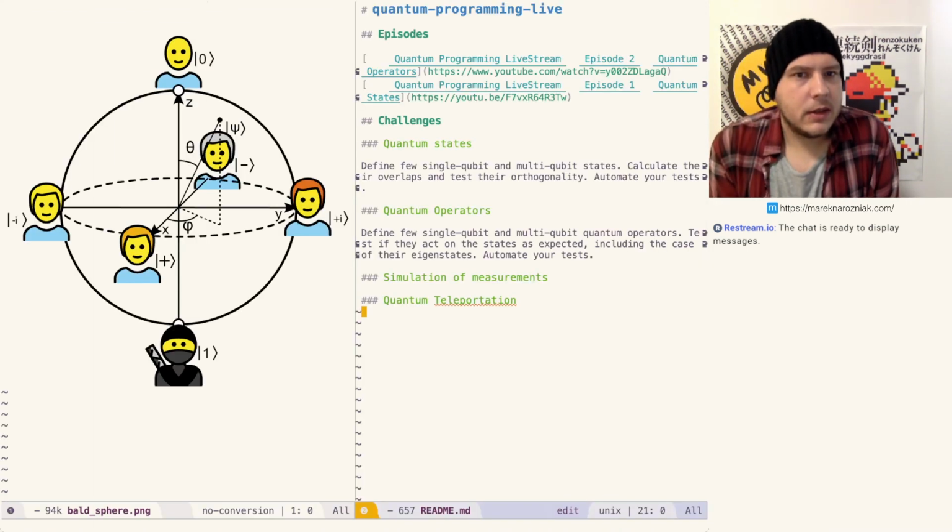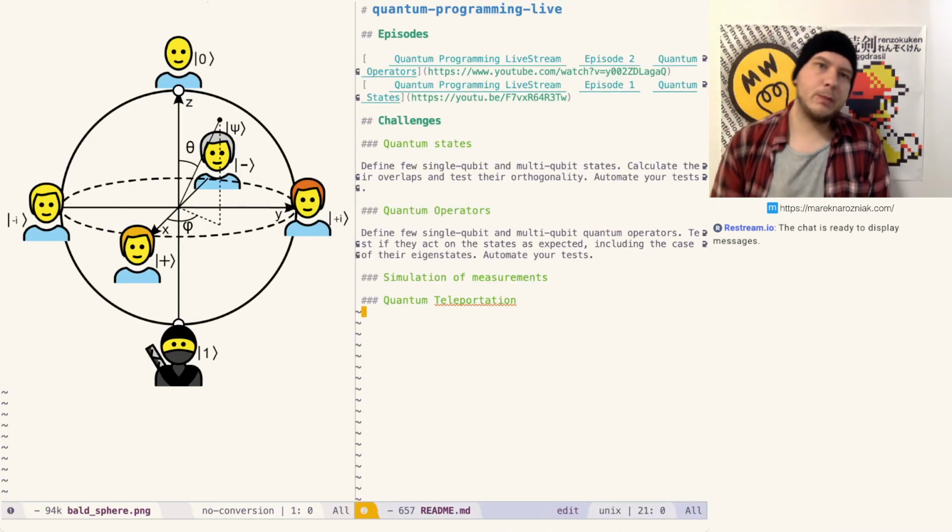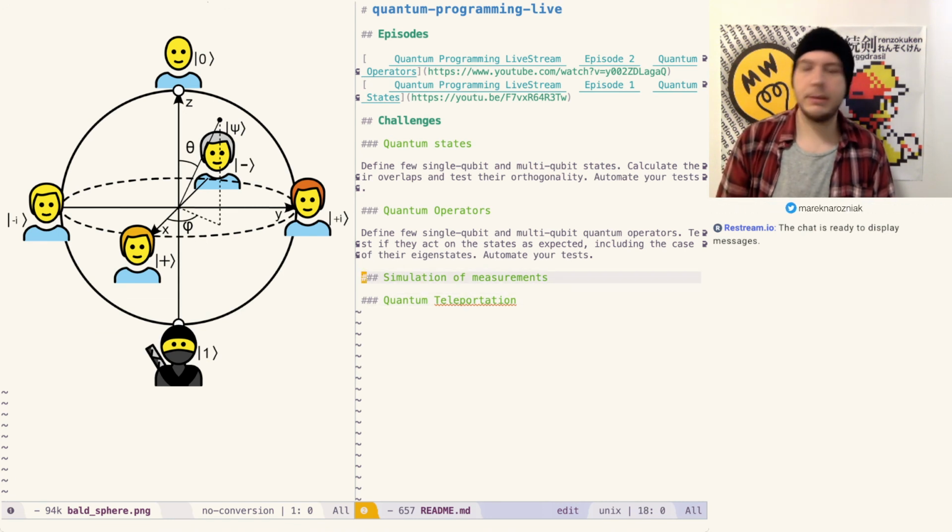So yeah, that's it. We did quantum operators today. Next time maybe simulation of measurements. You guys can let me know in the comments what you prefer.